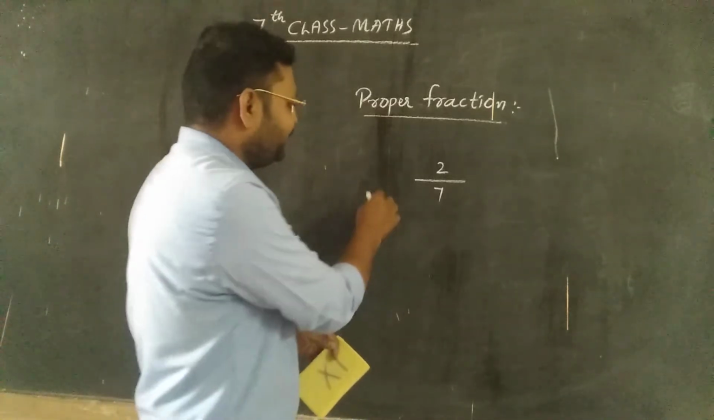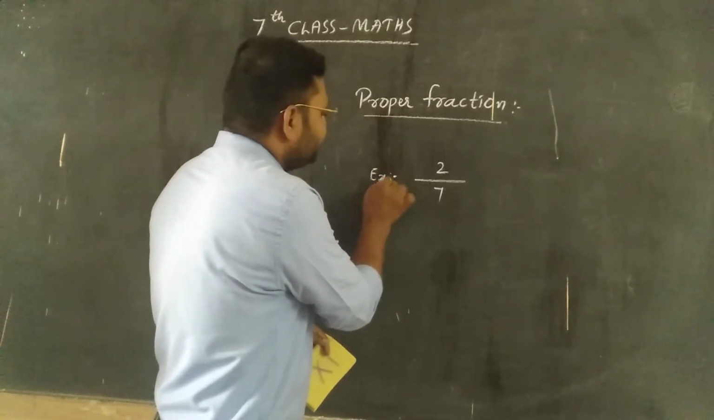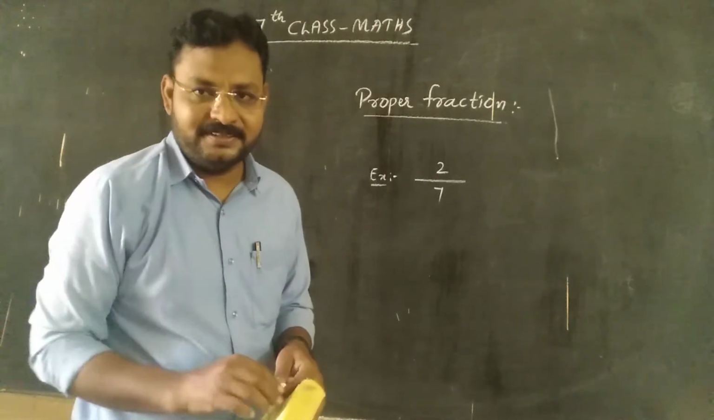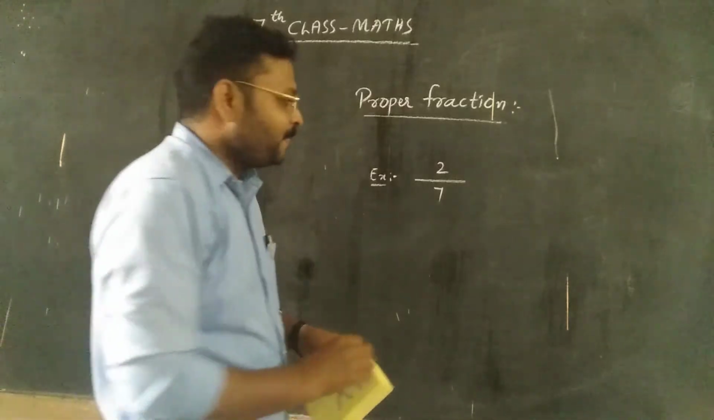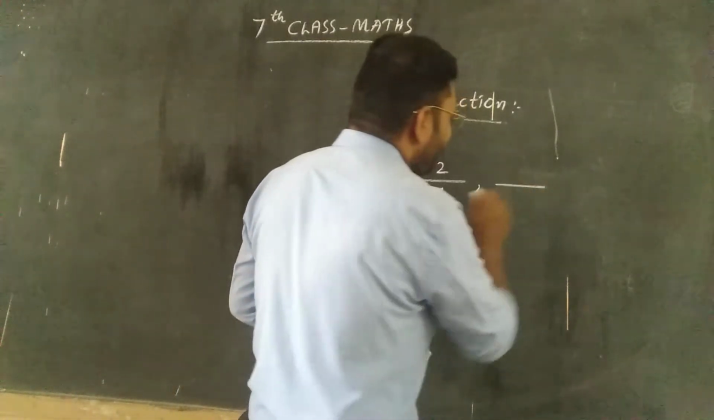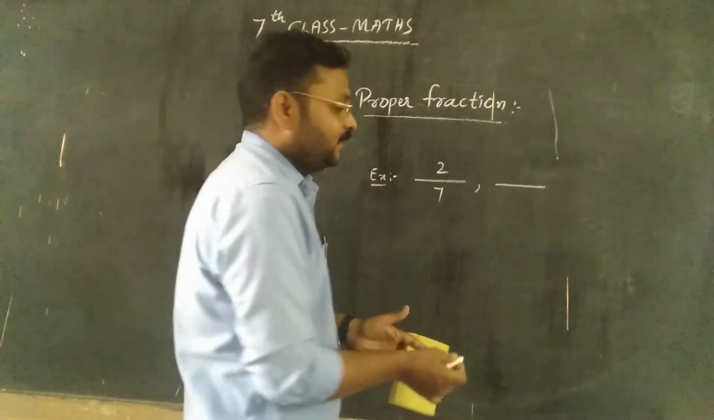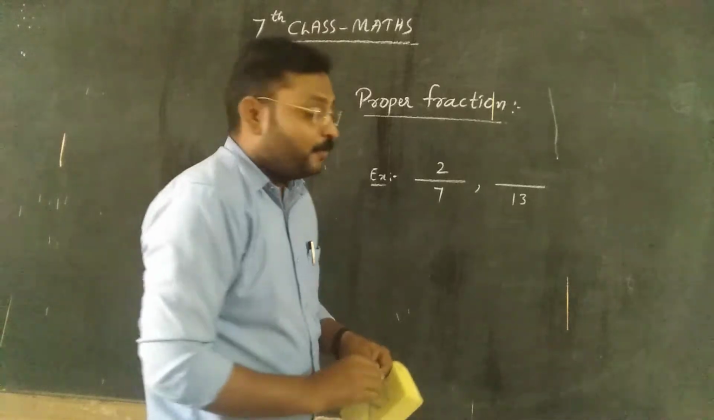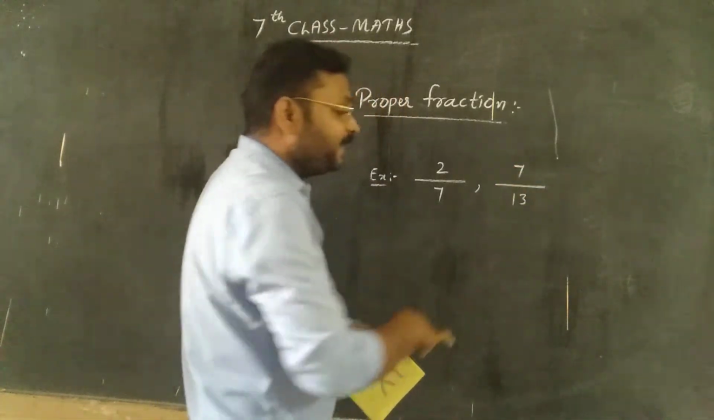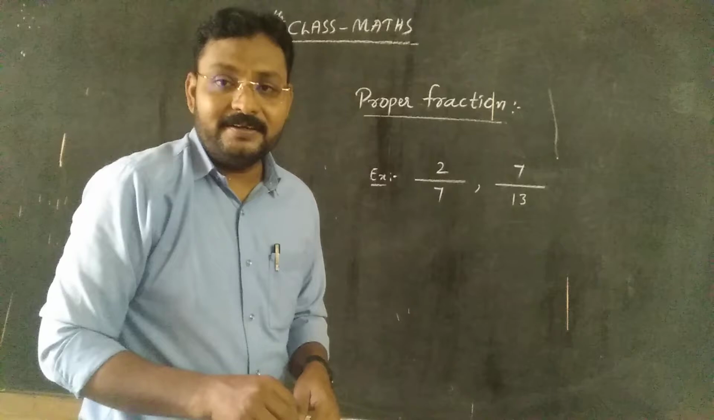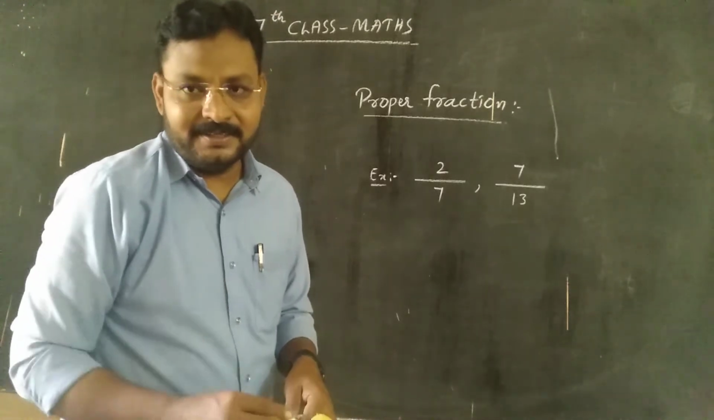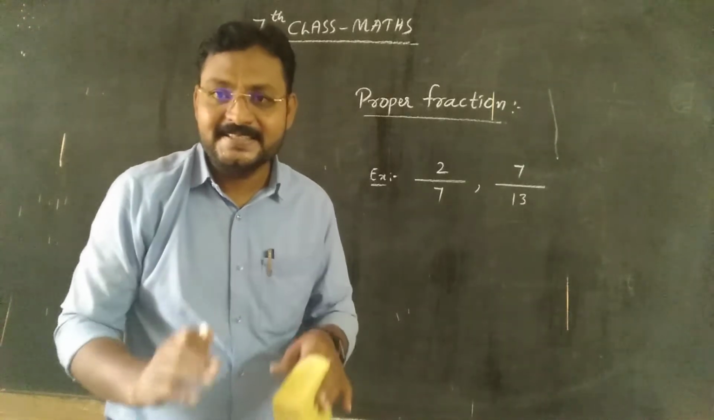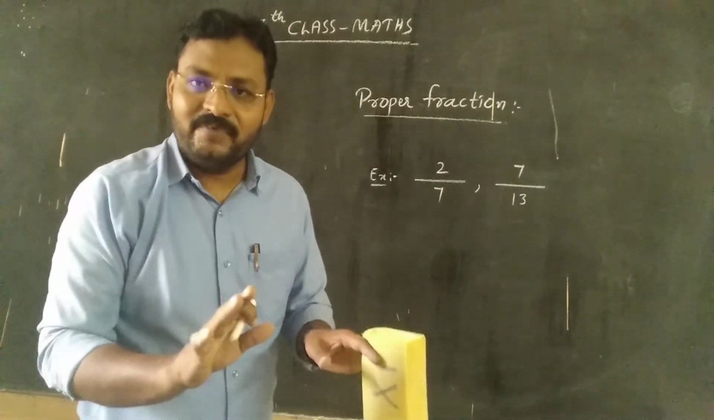So this is proper fraction. One example I wrote here, 2 by 7. 2 by 7 is a proper fraction. Shall I write one more fraction? So now see here, the denominator has to be greater always. For example, 13. 13 is a denominator which is greater than the numerator. 7 is the numerator. It is smaller than the denominator. So 7 by 13 is a proper fraction. So this is the definition of a proper fraction.